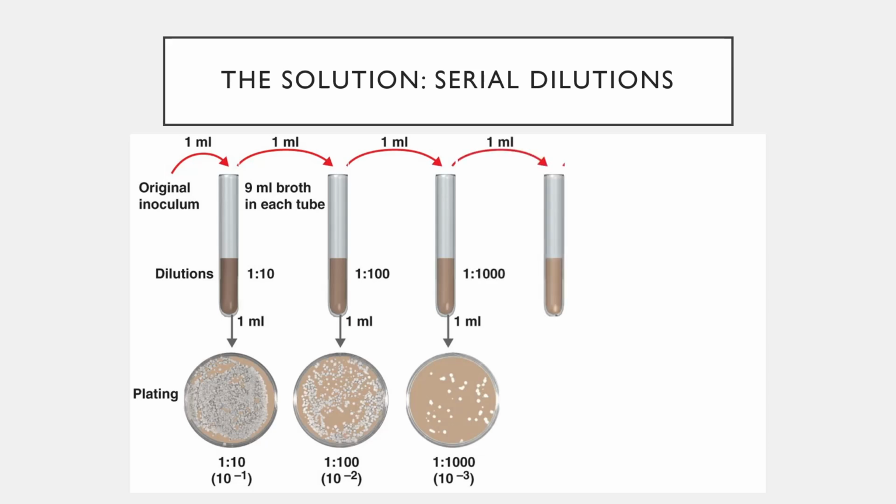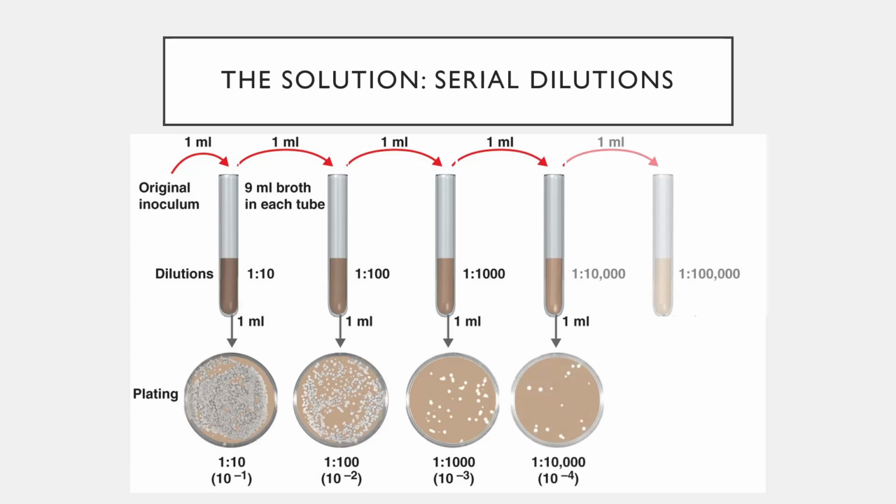So this first tube represents a 1 in 10 dilution. The second one represents a 1 in 100 dilution. The third one, 1 in 1,000 dilution, 1 in 10,000, and 1 in 100,000. And eventually, you have watered your culture down enough to where you can accurately count the number of colonies. And then you can reverse engineer the concentration of bacteria in the original culture, which is as simple as taking the number of colonies and multiplying it by the dilution factor.